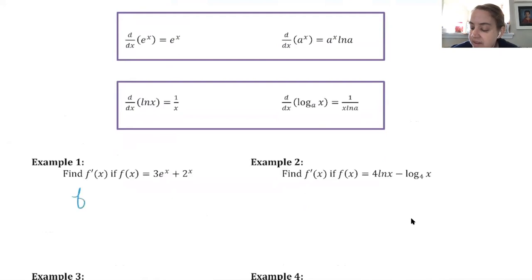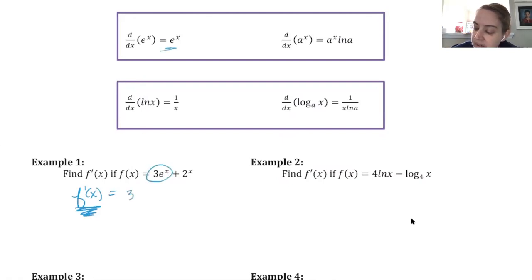So f of x equals 3e to the x plus 2 to the x. So f prime of x, label this as f prime of x. I don't want to see just a random equal sign. You must write this part in here. It's going to be so important later. We're going to have other derivatives. You have to keep your work organized. The derivative of 3e to the x, I look up here, is 3e to the x.